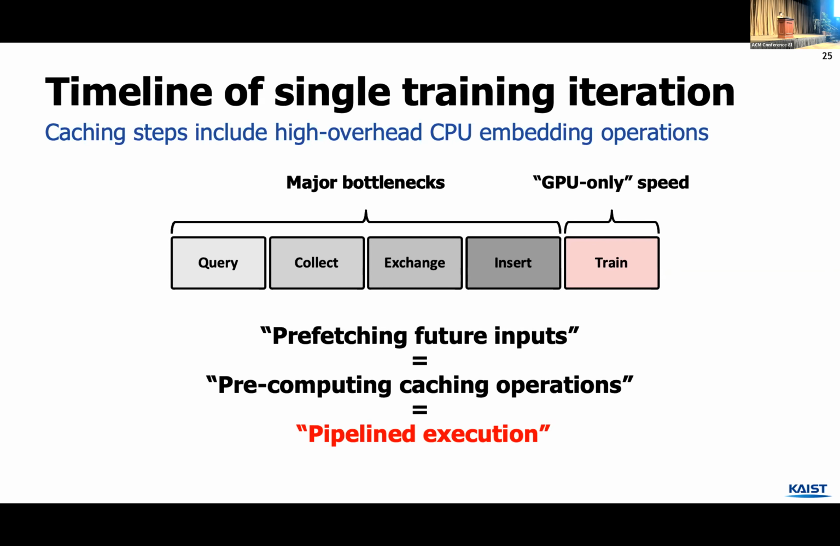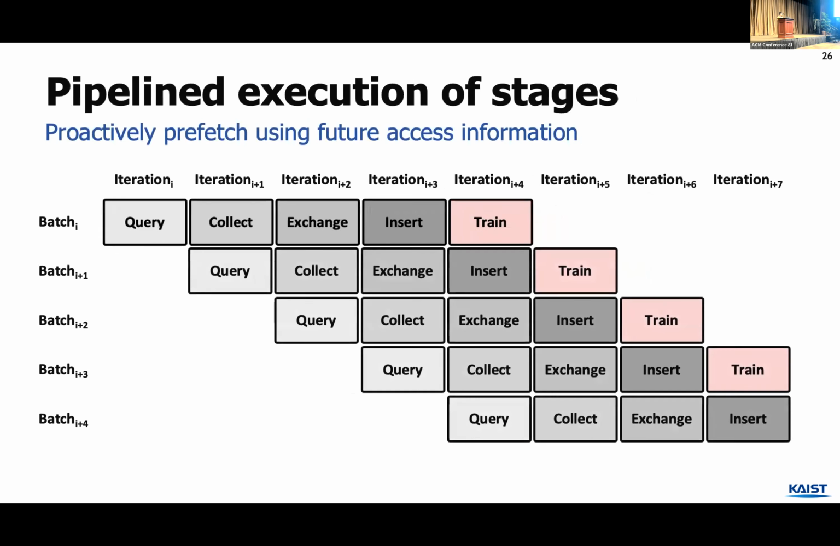Now it is time to discuss how to prefetch future inputs and hide these cache management overheads in actual training iterations. Prefetching future inputs can be interpreted as pre-computing these cache management steps for the future input batches. And to do that, we can do pipeline execution of these stages of the current and future input batches. That is what our strawman architecture is trying to do. This is how the pipeline execution will look. In this figure, the five stages of different input batches are executed in parallel to hide each other's latency.